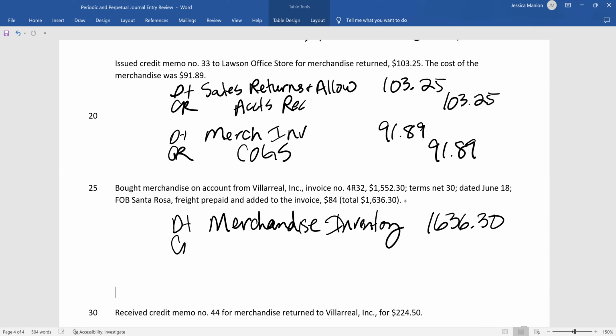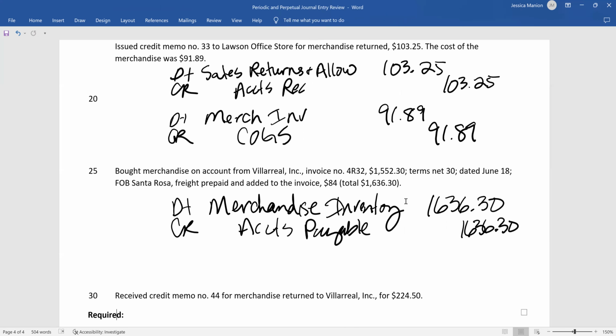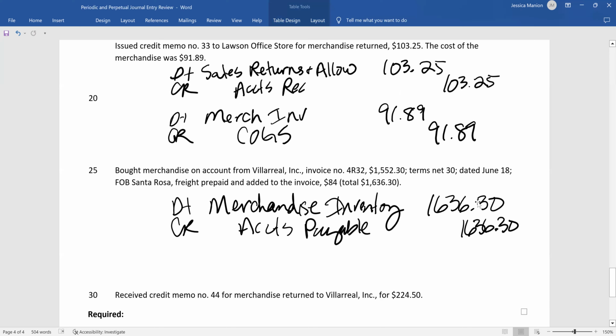$1,636.30, crediting accounts payable to this Villarreal. Now we owe them $1,636.30. Okay.